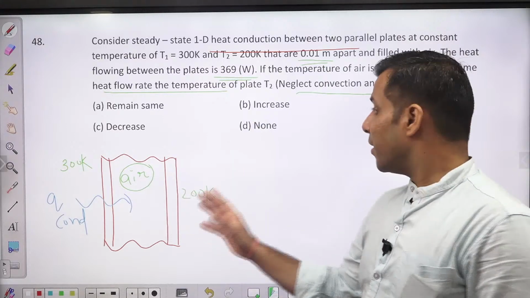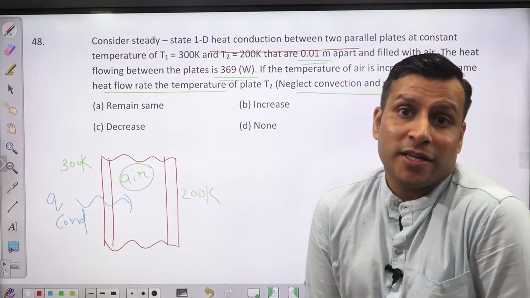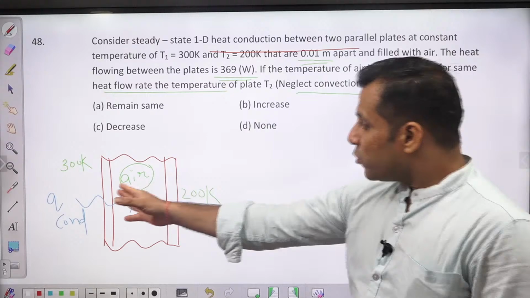T2 is going to increase. What will you answer, guys? It's a very good question. What is it asking you? These two plates are separated by air.